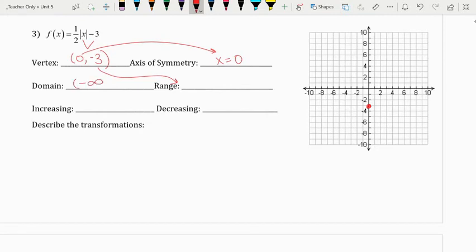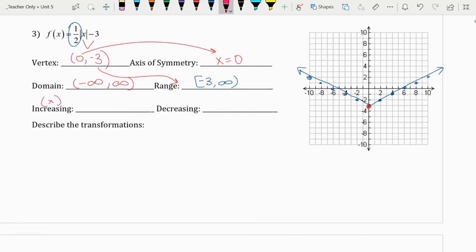Also, our domain is always negative infinity to positive infinity. So now, we want to use our a value as our slope. So we would go up 1 over 2, up 1 over 2, and so on. And then we need to go and reflect it. Up 1, left 2, up 1, left 2, and so on. So now our range, our lowest value is the -3, and our highest is infinity.